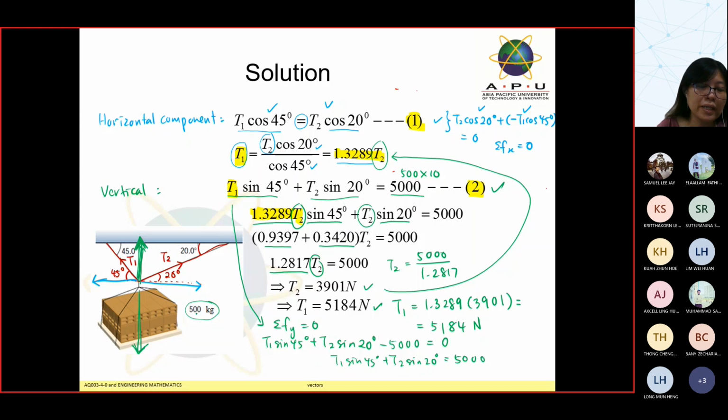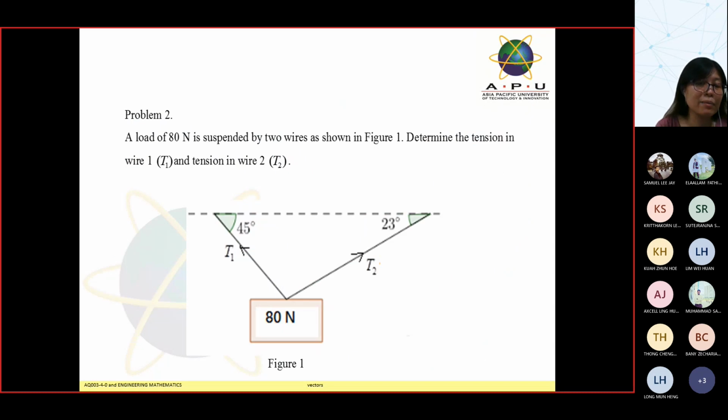So you have to be careful. If, let's say, this one is given as 500 kg, you need to include the gravity, so it becomes 5,000 Newton here, the measure of the force. All right. So if you can understand the problem earlier, now I want you to try out this question.